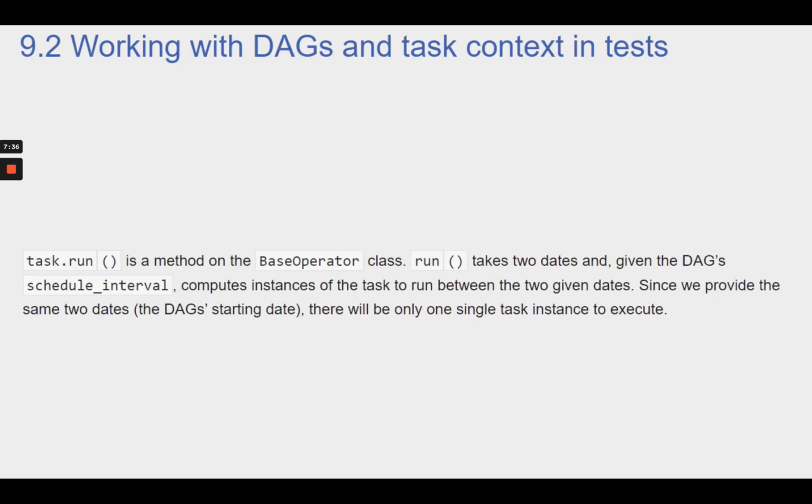task.run is a method on the BaseOperator class. Run takes two dates and, given the DAG's schedule_interval, computes instances of the task to run between the two given dates. Since we provide the same two dates, the DAG's start_date, there will be only one single task instance to execute.